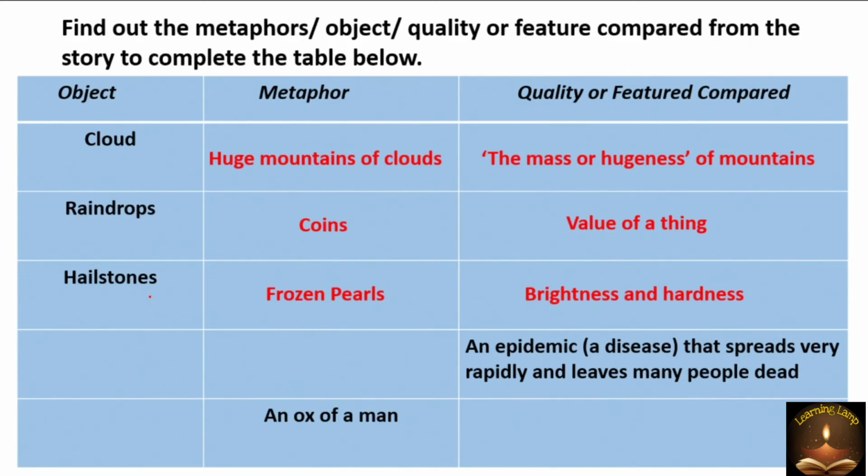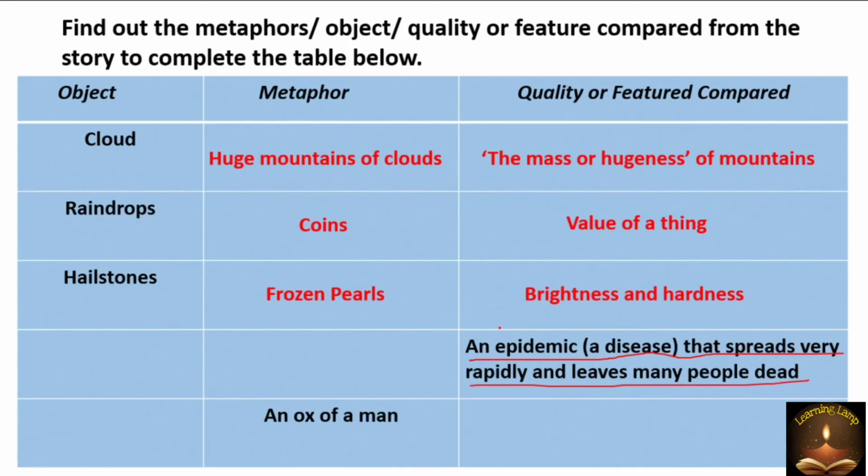Then in the next question, the common quality or feature compared is given. Look at this question. Here, an epidemic or a disease that spreads very rapidly and leaves many people dead. This is the quality or feature compared. We have to find out the object and the metaphor.